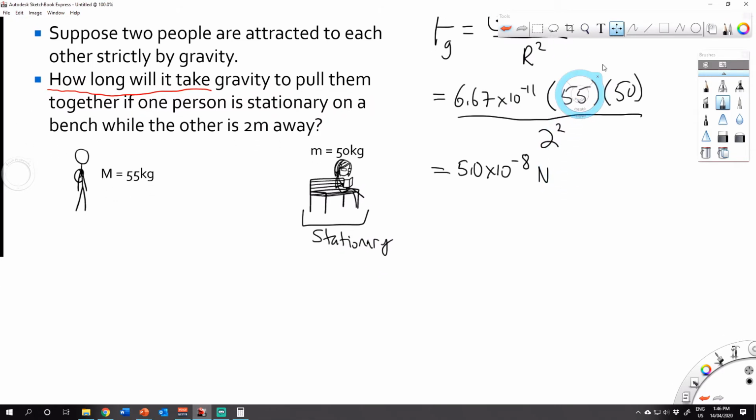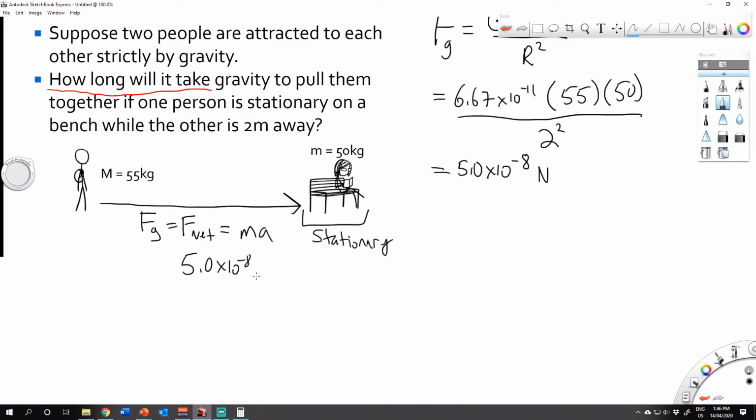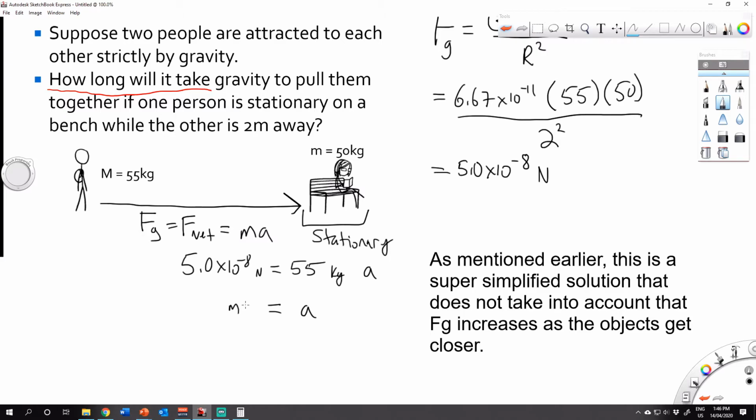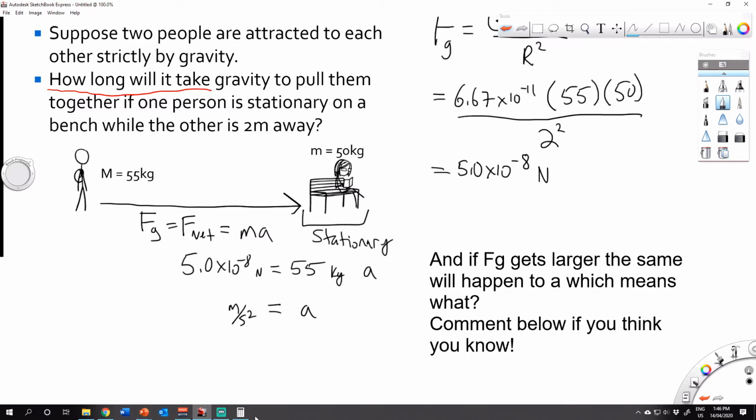Now, to figure out how long it'll take, we need to figure out how fast this person is accelerating this way. If there are no other forces acting on this person, then this will be my net force. And using Newton's second law, we can show that net force is equal to mass times acceleration. So if I have a net force of 5.0 times 10 to the negative 8 newtons, and my object, in this case the person on the bench, has a mass of 55 kilograms, we can calculate their acceleration. It's going to be a ridiculously small number. So their acceleration, meters per second squared.